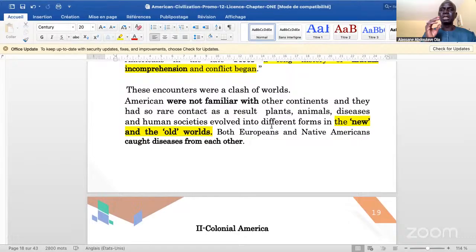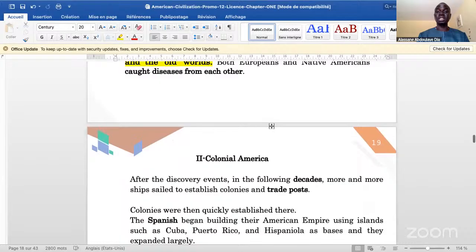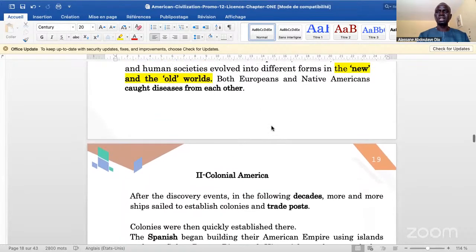As a result, plants, animals, diseases, and human societies evolved into forms of the new world and the old world. So they did not have this contact. And when Europeans came, animals came, new plants came. So it was a kind of shock. So each world is discovering the other world. So both Europeans and Native Americans caught diseases, I told you. There was contact, health issues, contamination, epidemics. Some would die, some would survive.